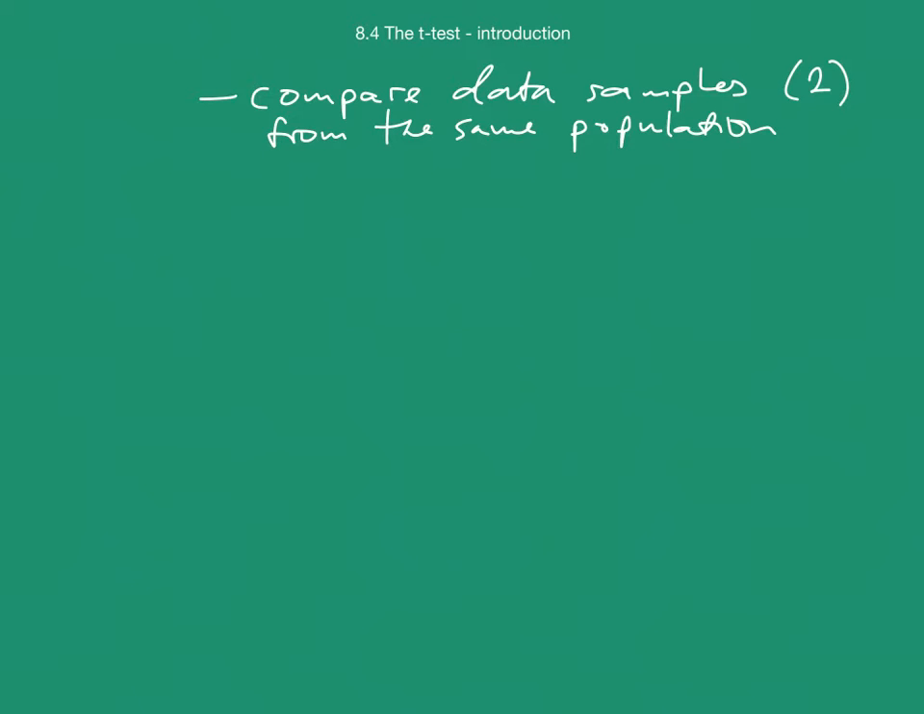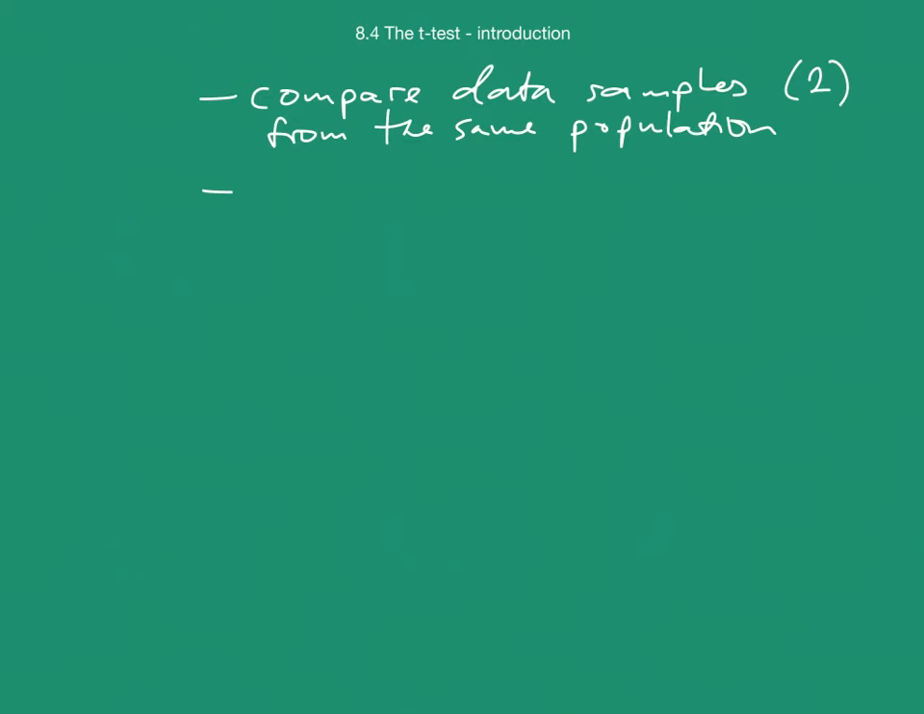So it's about comparing data samples, and what you are comparing is the mean between the two. Now, the mean between two samples is never going to be exactly the same, but the question here in a t-test would be, are they significantly different? Are they different enough to be considered different?